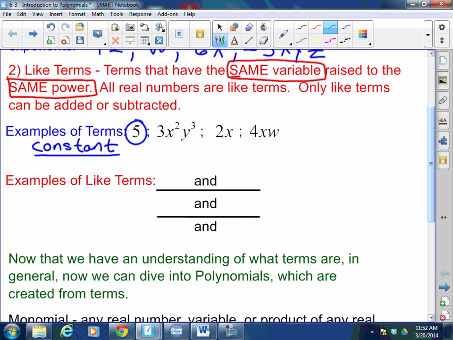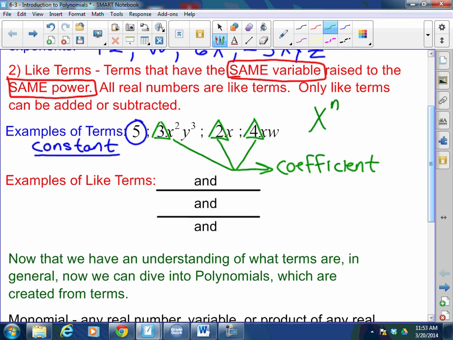What is this number being multiplied in front of the variable? What is that number called? What are those called? Coefficients. Very good. The coefficient is the number being multiplied in front of the variable. It's the number in front of the variable. It's the number being multiplied to the variable. Somebody said base. No. If I have x to the n, x is my base, n is my exponent. Please don't confuse these terms. It's very important for you to understand vocabulary.